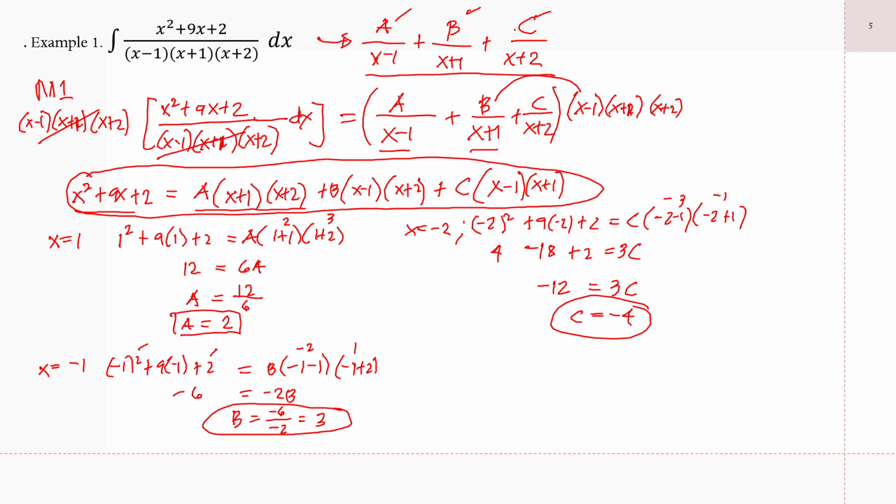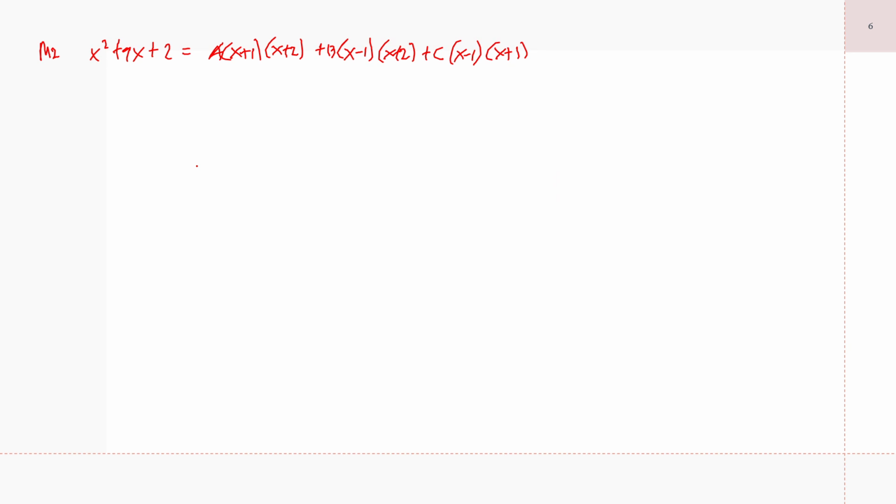x plus 2, x minus 1, x plus 1. Okay, that's correct. So, the first method here is we need to expand this. So, a times x squared plus 2x plus x plus 2, plus b times x squared plus 2x minus x minus 2, plus c times x squared plus x minus x minus 1.